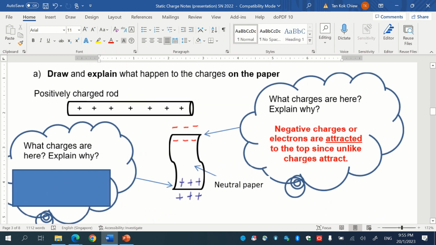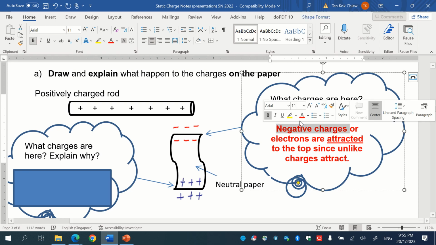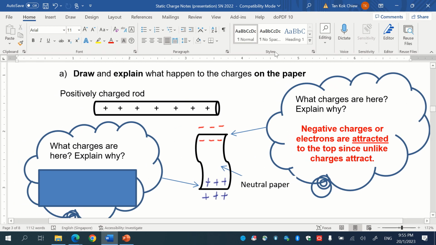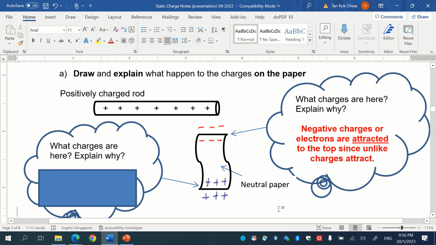Okay, if you look at explain why, what charges are here on top? They are negative charges. Explain why. Okay, the reason is because the electrons on this paper are attracted to the top. Why? Because unlike charges between this rod and the electrons, unlike charges attract. The law says that unlike charges attract. You must always state the law. Unlike charges attract.